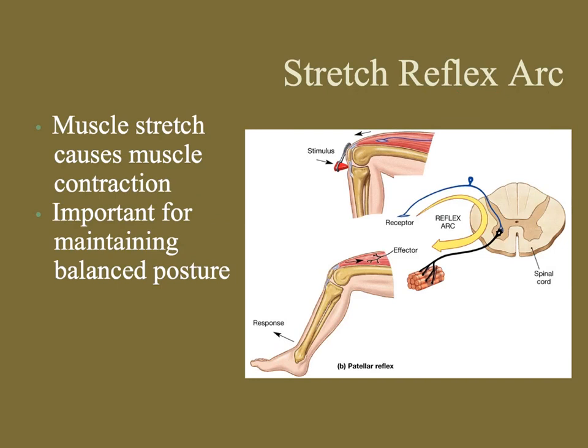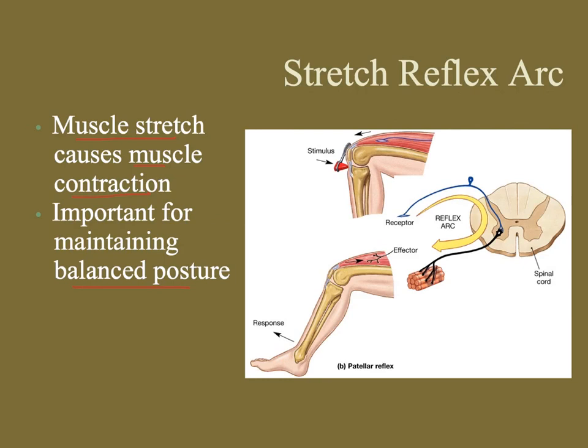is when muscle stretch, which is sensed by one of those mechanoreceptors deep in your muscle, causes the muscle to contract. It's very important for maintaining a balanced posture, because you don't have to think about it. Say you're leaning to the right and the left side of your body is getting stretched. Well, the left side of your body then reacts by contracting, and it pulls you back upright.